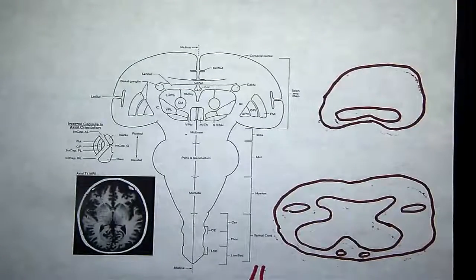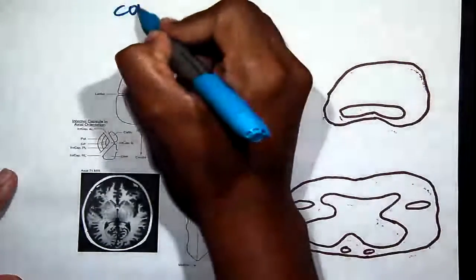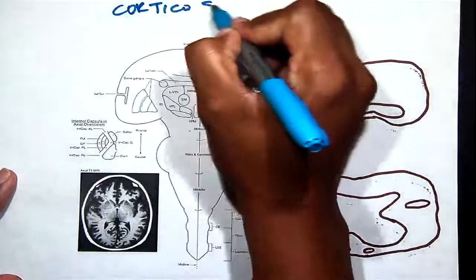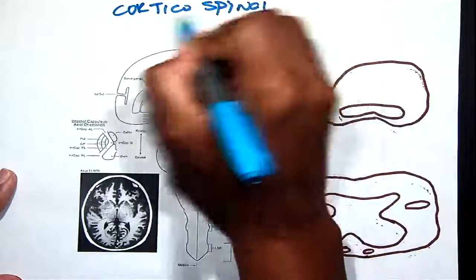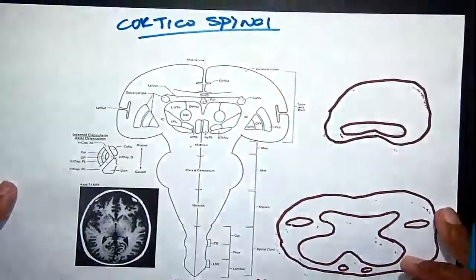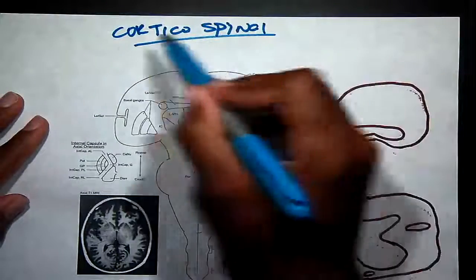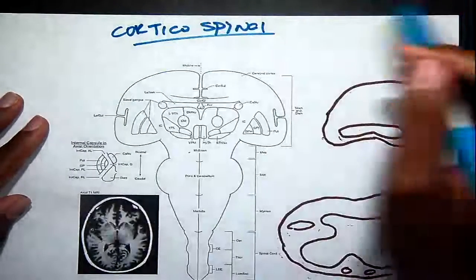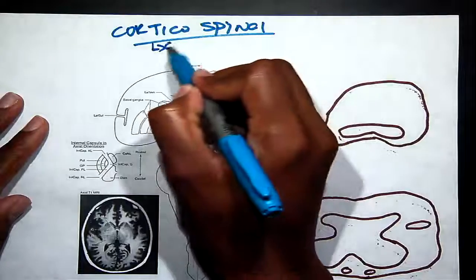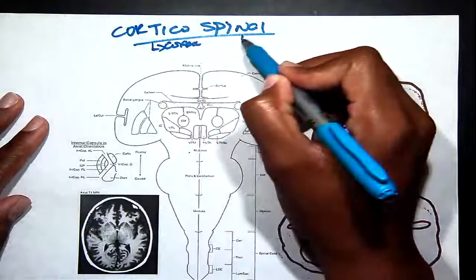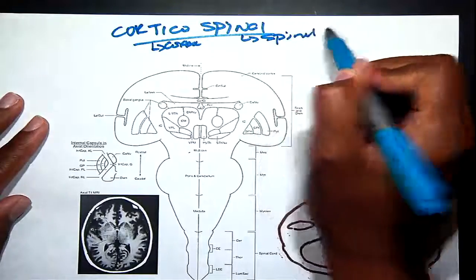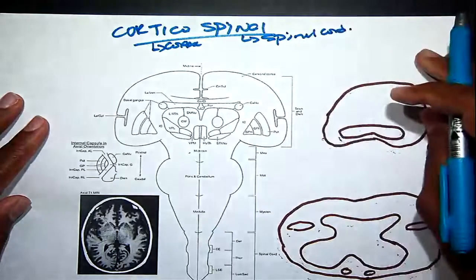Now that you've completed the ascending tracts, let's talk about the descending tracts. We will talk about the corticospinal tract. It's good to note that they give you directionality with these names. Cortical, telling you it's in the cortex of the brain, and spinal cord. So now we know it's a descending tract.